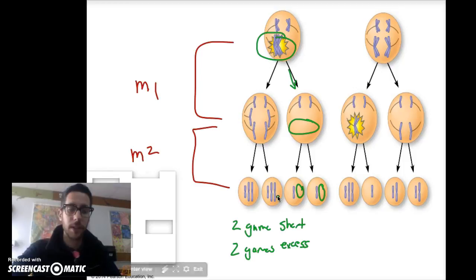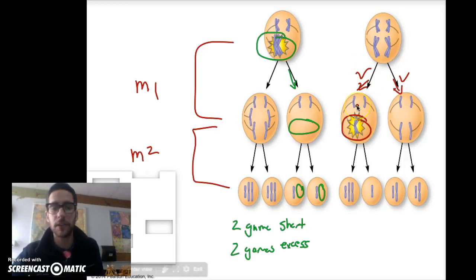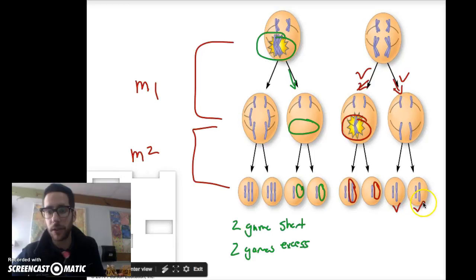Now, this is just a little bit different when we talk about non-disjunction in meiosis 2. At this point in time, the homologous pairs have already separated. So we actually have two cells that have everything that they need. And what this means is the number of gametes that come out of this process that have abnormalities will be fewer. Because if non-disjunction happens in just one of the cells, we'll see that there will be one gamete that is missing and one that has excess, but you see two that are normal.